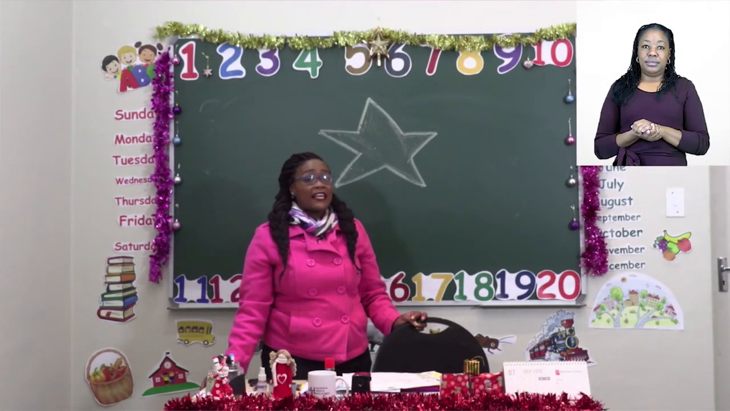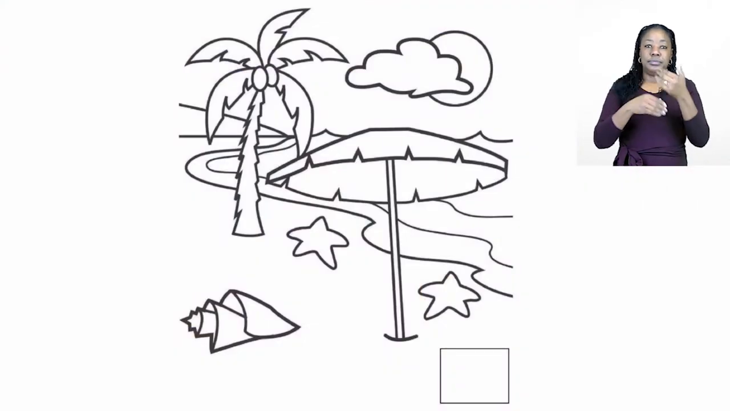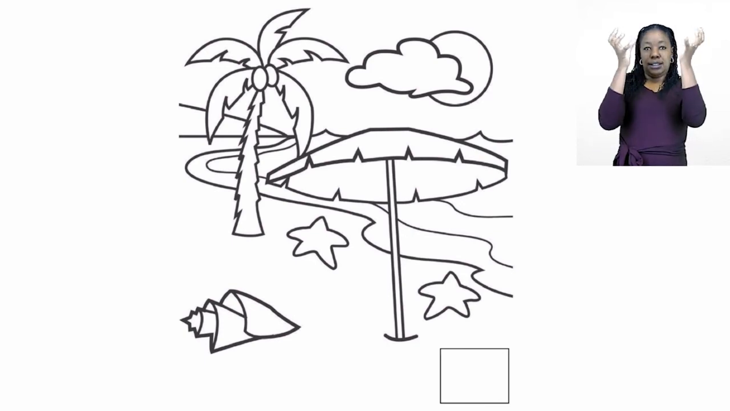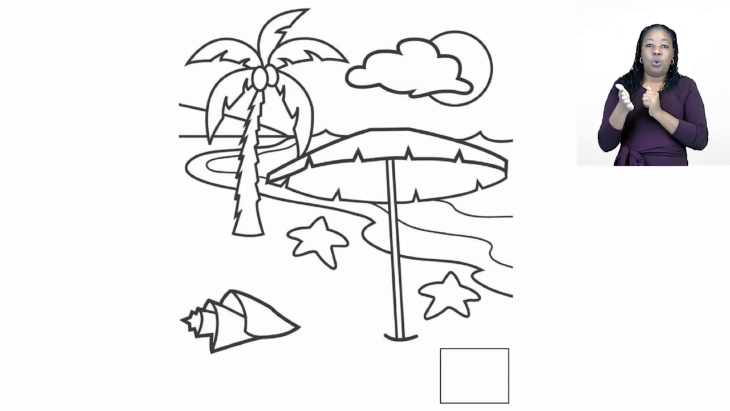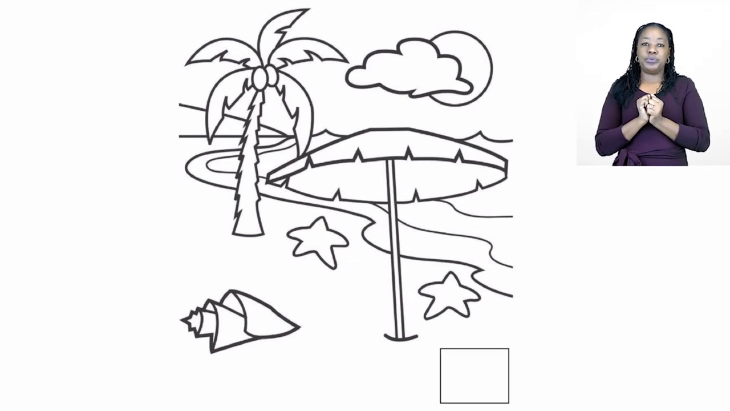Let's now take a look at our last exercise on page 10. Page 10 has a beautiful picture of the beach. You can see that there is a palm tree and it has 2 coconuts in it, a wonderful sun, a beautiful cloud, some waves, as well as a good umbrella with nice shade and shells, or 1 shell. But there are starfish there. Your job is to count the starfish and then write the number of starfish that you can see.